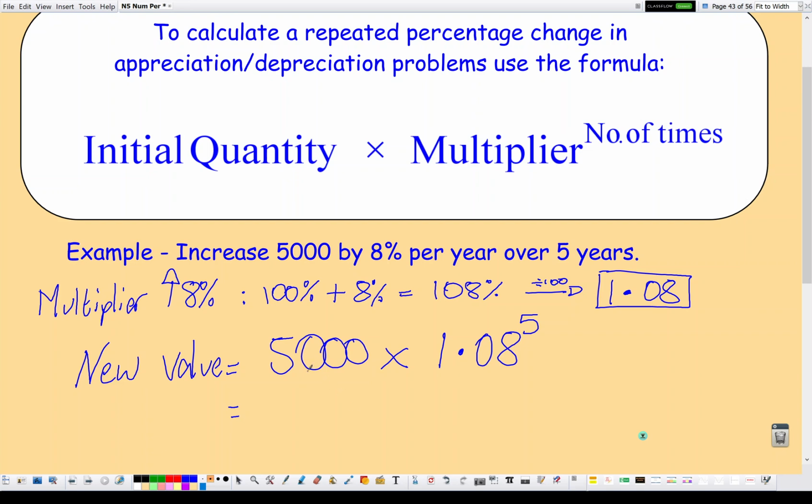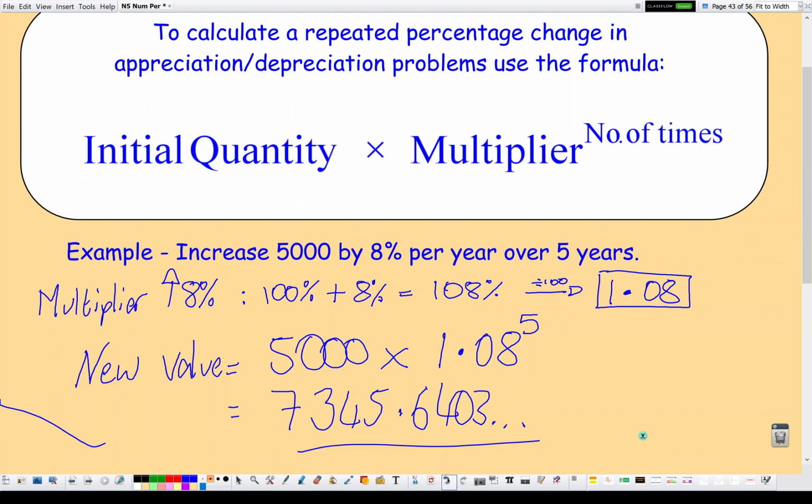Right, so you put that in your calculator, 5,000 times 1.08 to the power of 5, and the number you get at the end for your final value after that increase of 8% over 5 years is £7,345.6403... We're not really asked to round to anything, so just leave it as that. Okay, so we found the multiplier, the percentage increase as a decimal, 1.08. We times it by the starting value, and we did that to the power of 5.